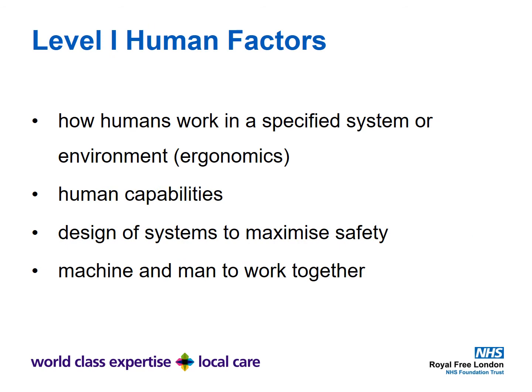So level 1 human factors are how humans work in a specified system or environment. This is otherwise known as ergonomics, and it basically looks at human capabilities. How much can we perform? What are we able to do both mechanically and mentally? There are the designs of systems to maximize safety, and the idea that's explained here is for machine and man to work together, and how can we do that efficiently?